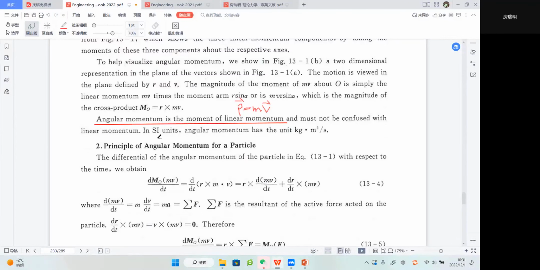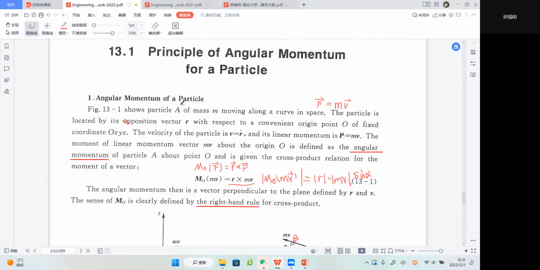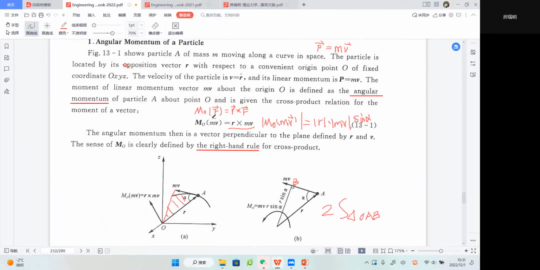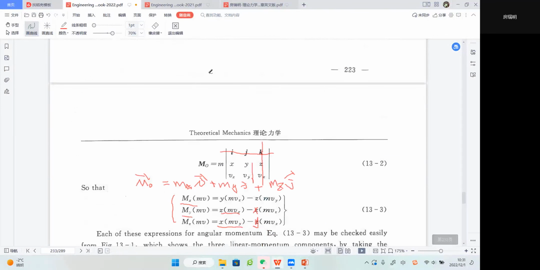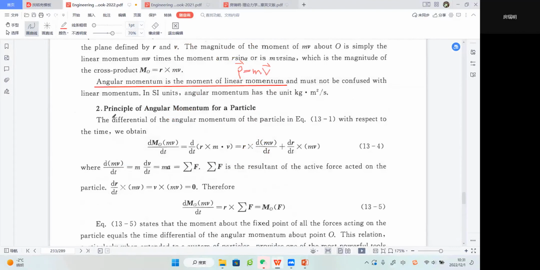In the international system of units, angular momentum has the unit kilogram meter squared per second. So we have given the important concepts: what is the angular momentum of a particle, and how to calculate it. We should review this method of the three-by-three determinant calculation. And the second topic is the principle of angular momentum for a particle.